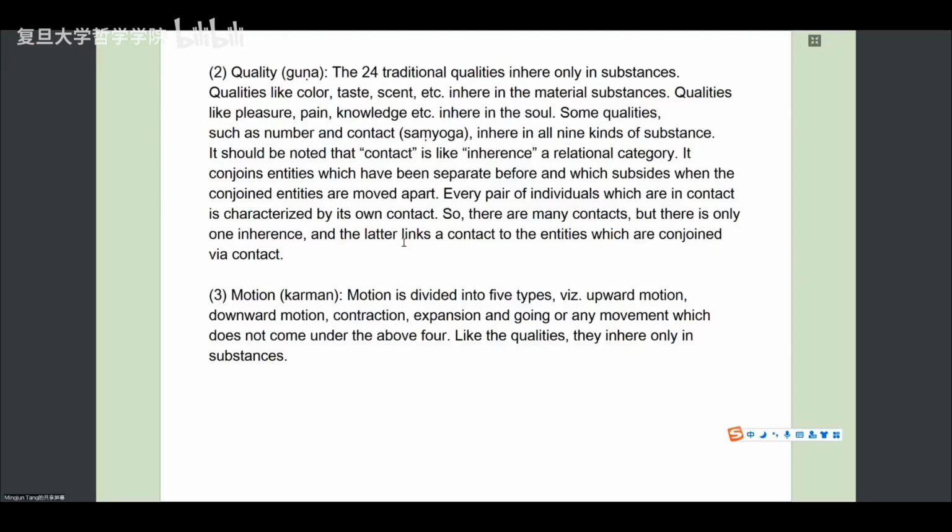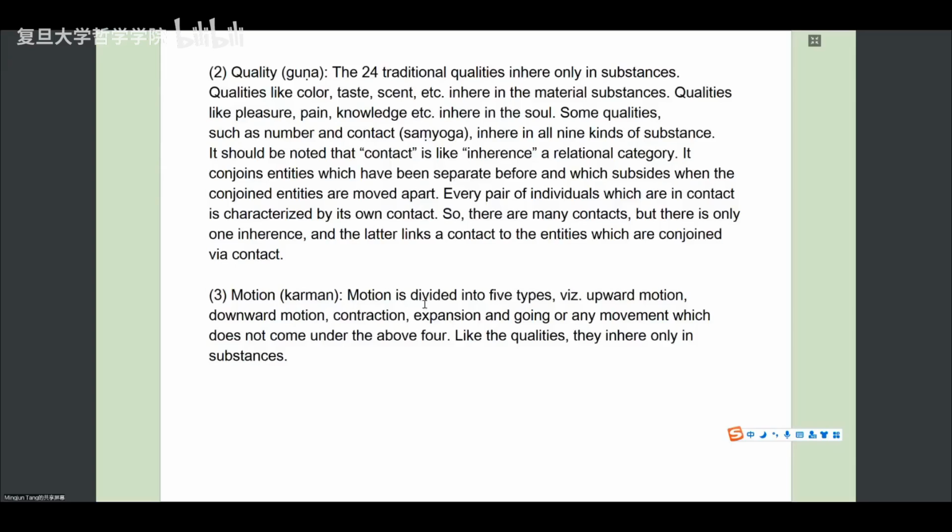And this inherence links also a contact to the entities which are conjoined via contact. Since contacts are also qualities, they have to be related by some kind of relation to their substrates. And this connecting relation is the inherence.